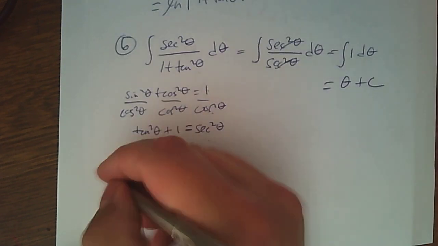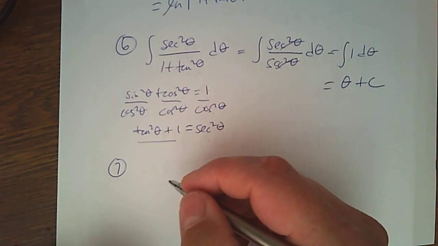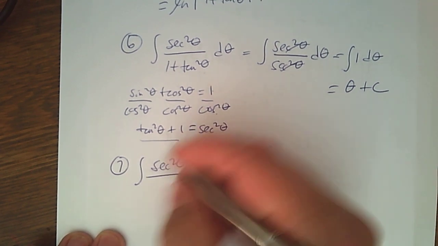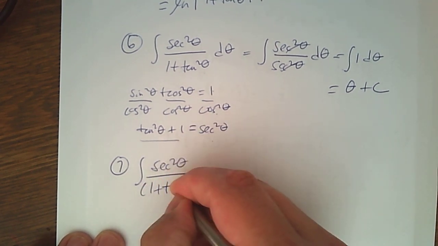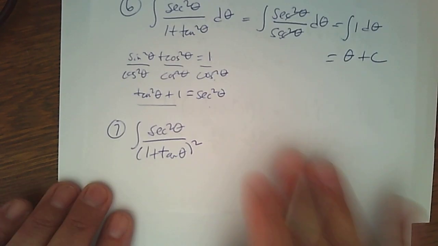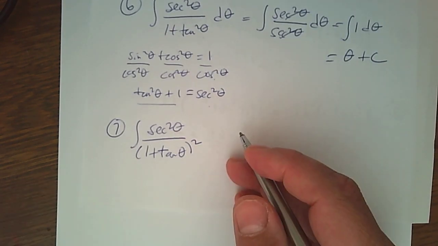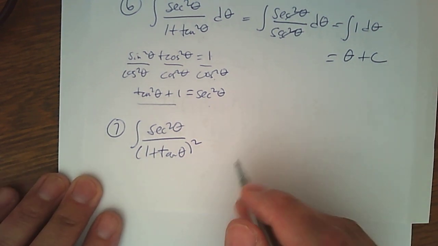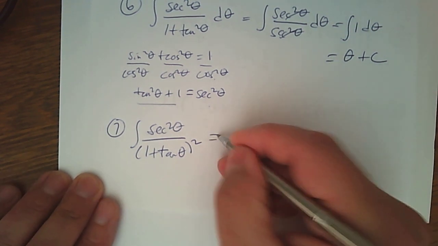All right, number 7. Here's another one with secant squared. And this is 1 plus tangent theta squared. So is it a logarithm? The exponent 2 doesn't allow it to be a logarithm. And it's not in the form of inverse trig. And there's no trig identity to do a substitution.